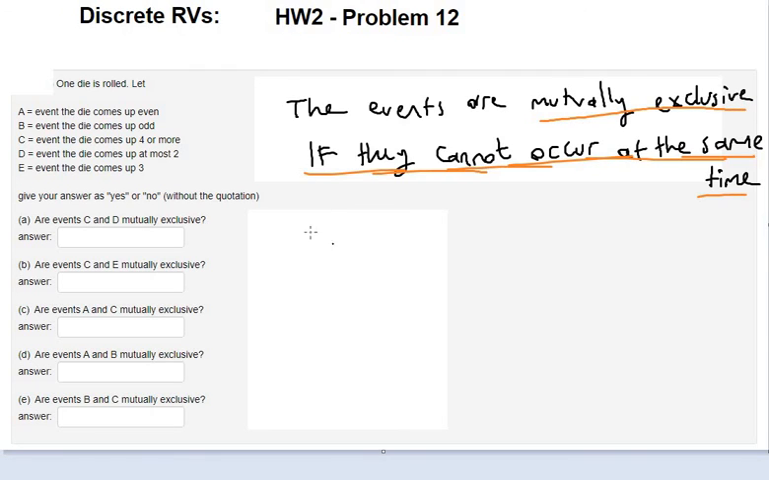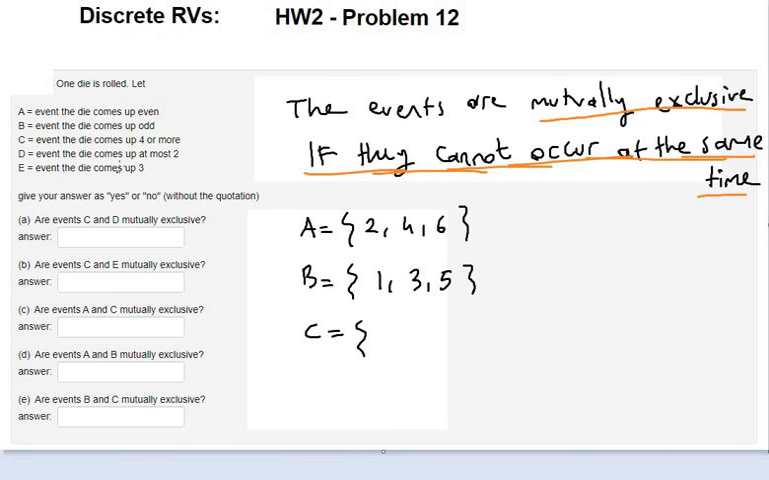So let's write out the events. Event A is the die comes up even numbers, so 2, 4, and 6. Event B is odd numbers. Event C is the die comes up 4 or more, which is 4, 5, and 6. Event D comes up at most 2, which is 1 and 2. And event E is that the die comes up only 3. Let's check one by one.